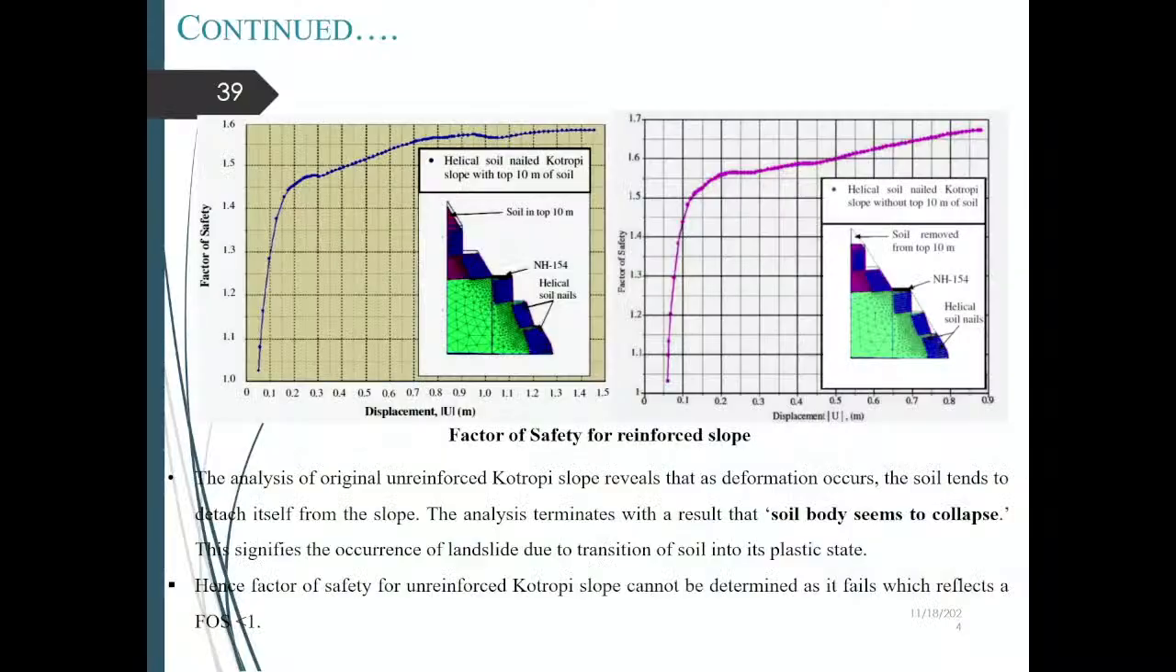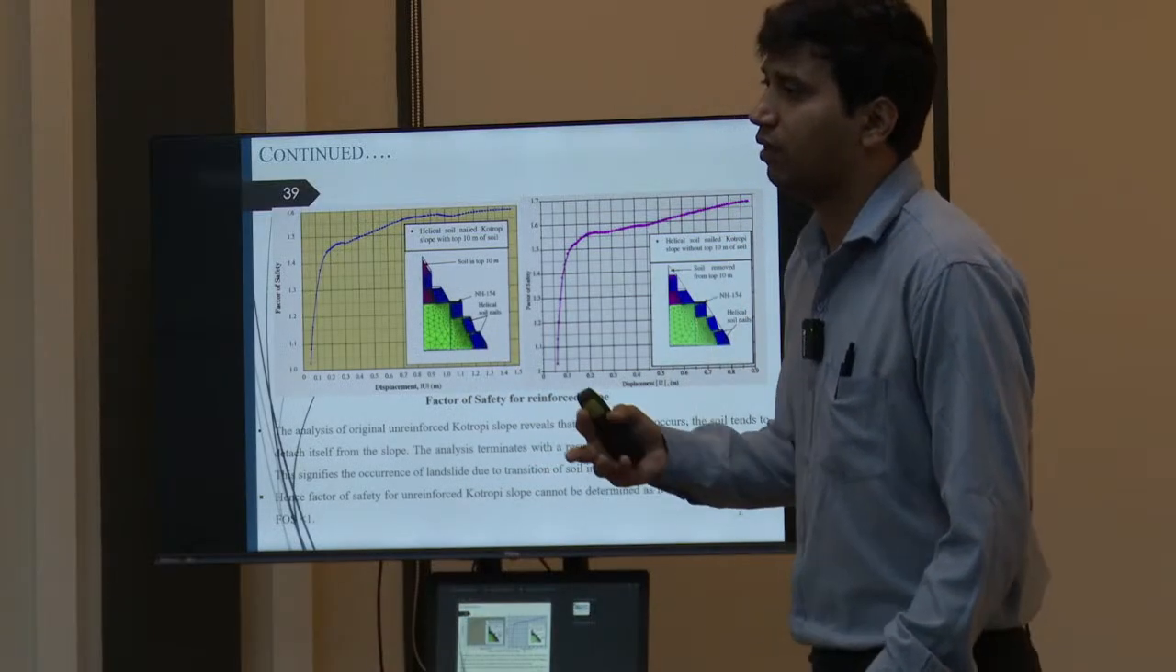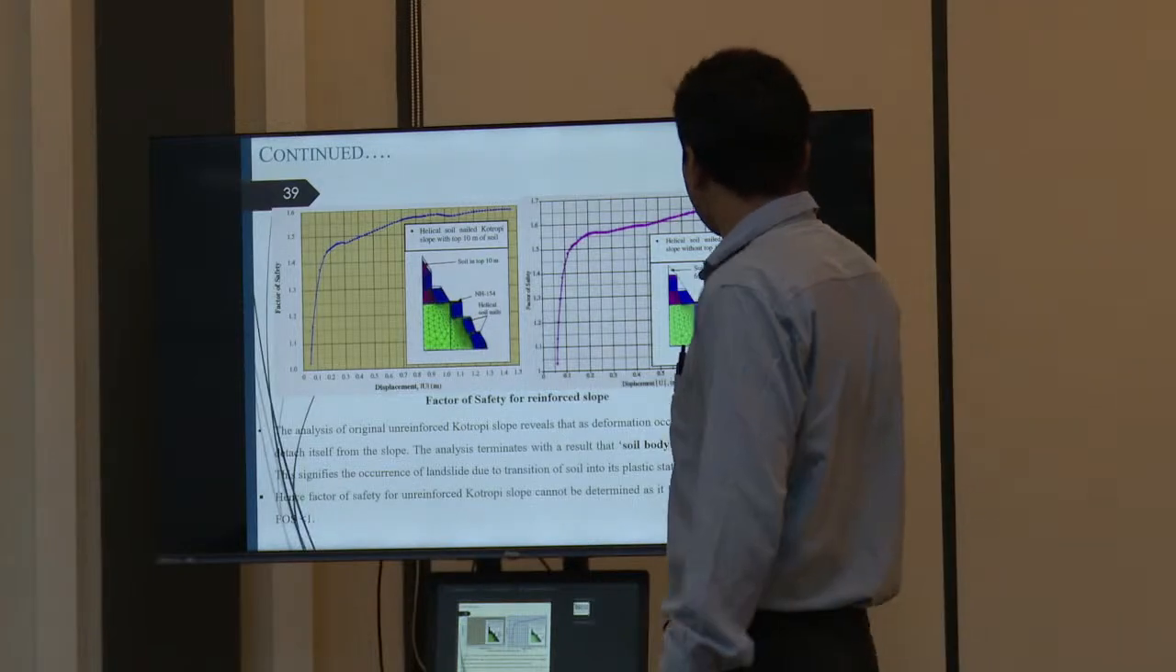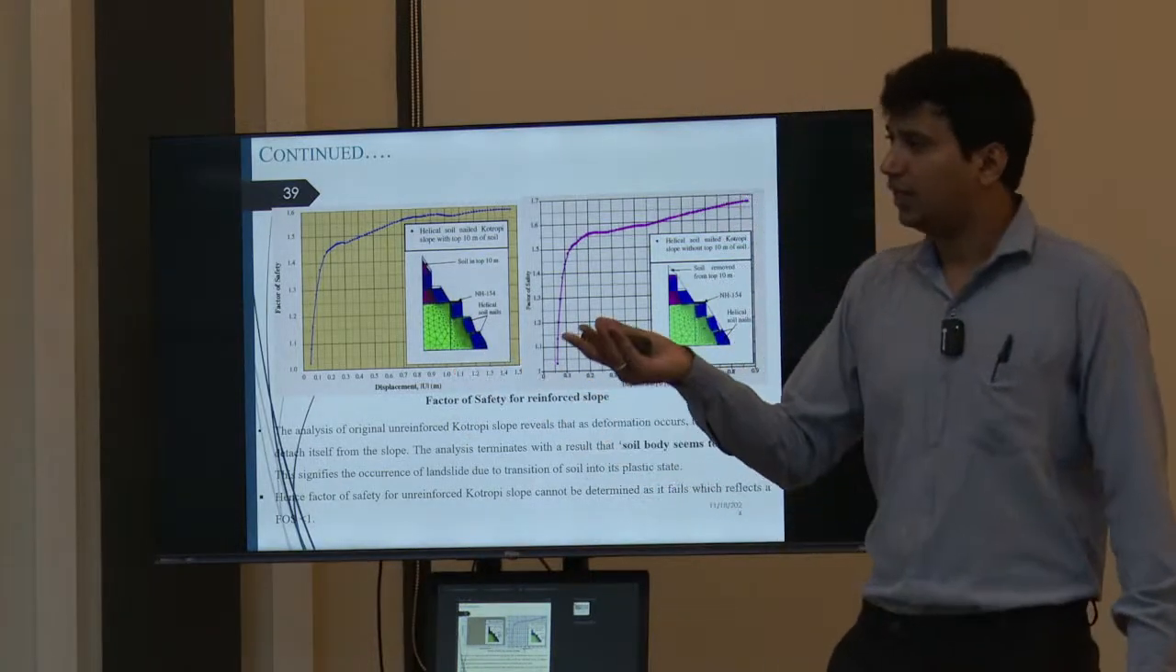Also, when we analyzed the slope in Plaxis 2D, for the unreinforced slope, we found a message at the end, "soil body seems to be collapsed". If you receive this kind of message that the soil body seems to collapse, it means the factor of safety is less than 1.